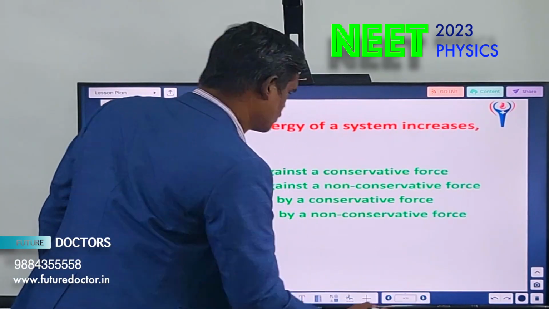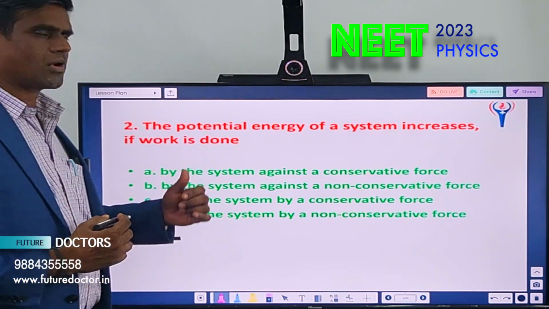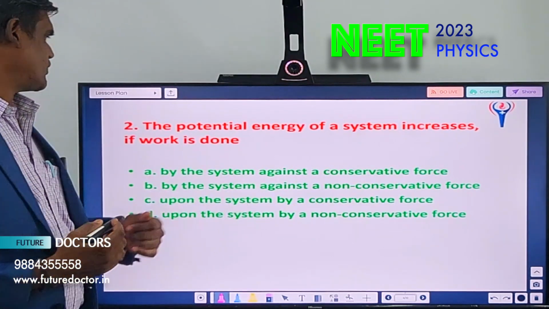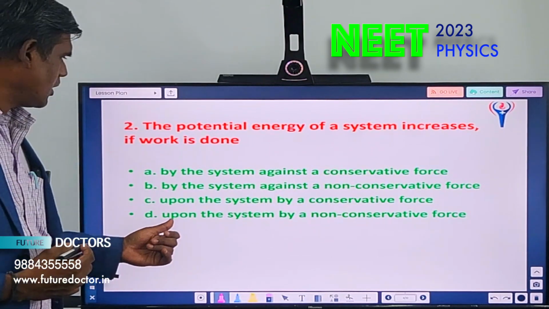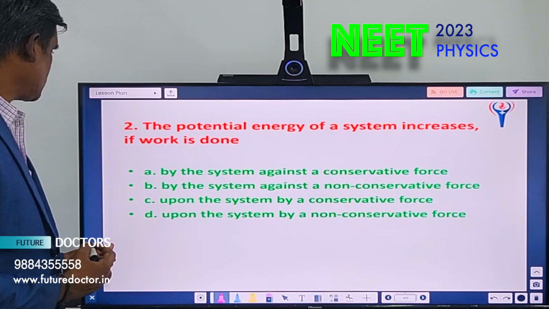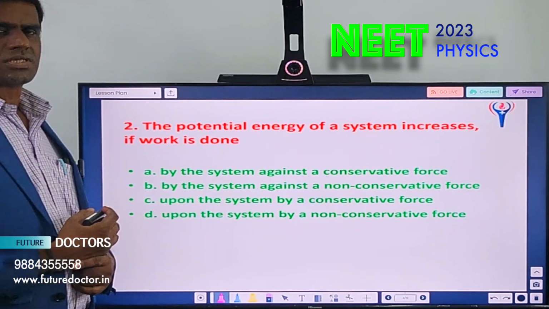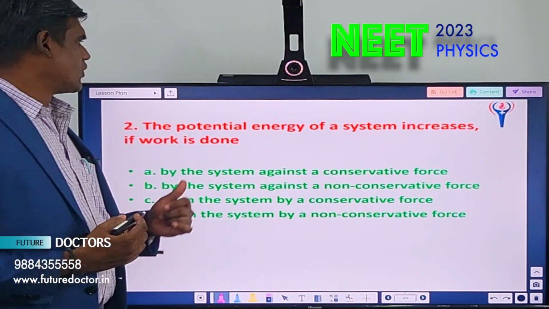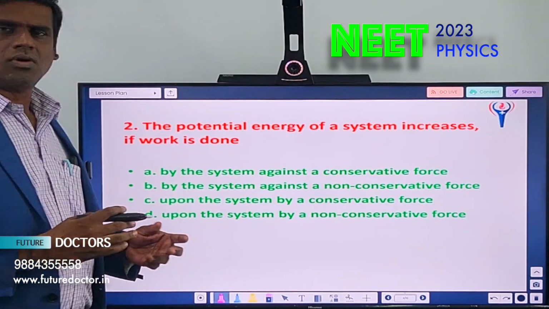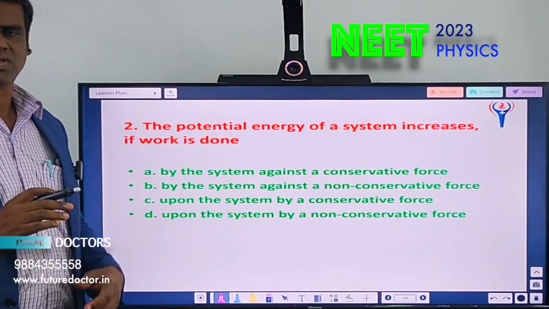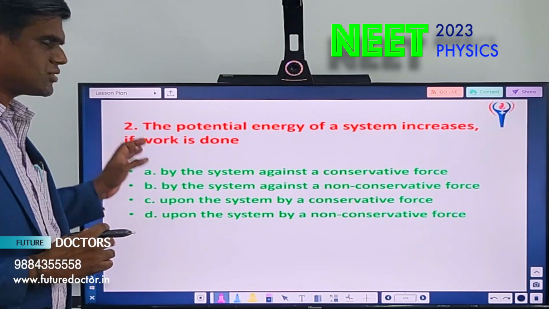Let's move to question number 2. The potential energy of a system increases if work is done A, by the system against a conservative force. B option, by the system against a non-conservative force. C option, upon the system by a conservative force. D option, upon the system by a non-conservative force. You should know the relation between potential energy and work done, and also the meaning of conservative force and non-conservative force. By knowing this idea, you can solve this question.